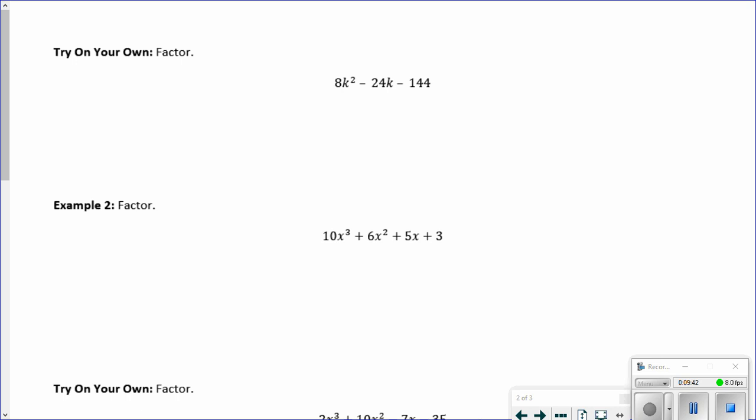Moving on, you guys are going to try this one on your own. Okay? Example 2, we have 4 terms. Because we already have 4 terms, we have enough terms to fill in the box. But before that, I'm going to ask myself, is there a GCF? Can I divide 10, 6, 5, and 3 by something? No, I can't. This has 3 x's, this has 2, this has 1, but this one doesn't have any, so I can't pull out an x, so there's no GCF.